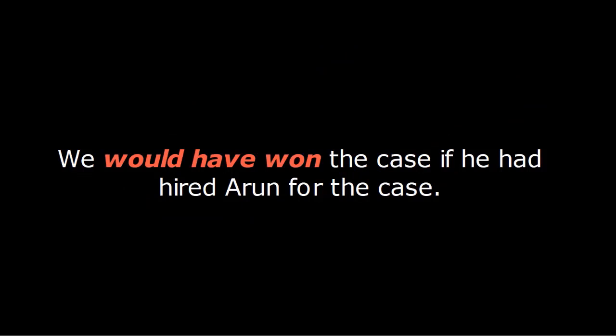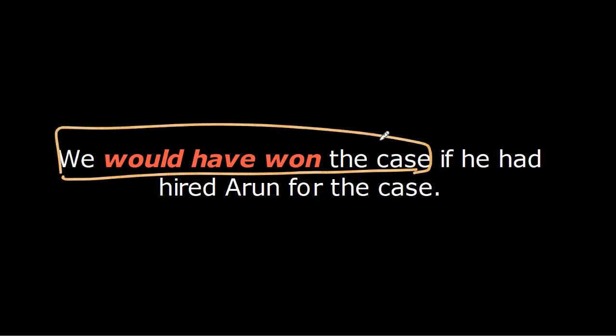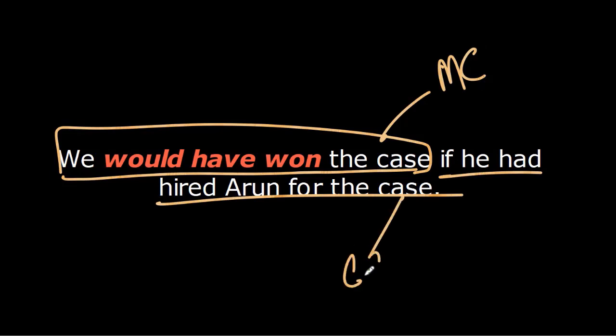Okay, let's look at another example. We would have won the case if he had hired Arun for the case, right? This would have happened definitely. This is the main clause. Okay, this is my main clause, and this is the conditional clause, right? This is the conditional clause. So if this had happened, if he had hired Arun for the case, this would have happened, which didn't happen.